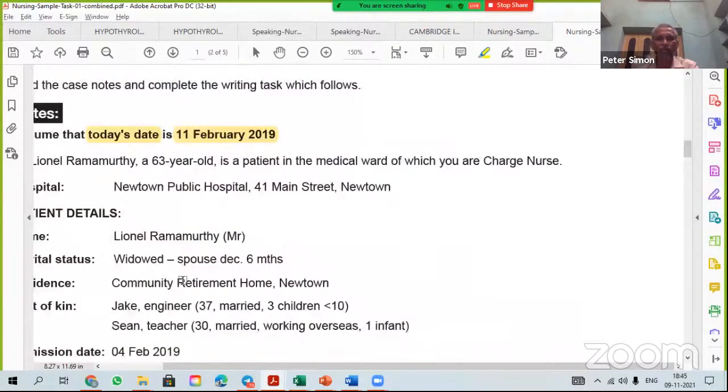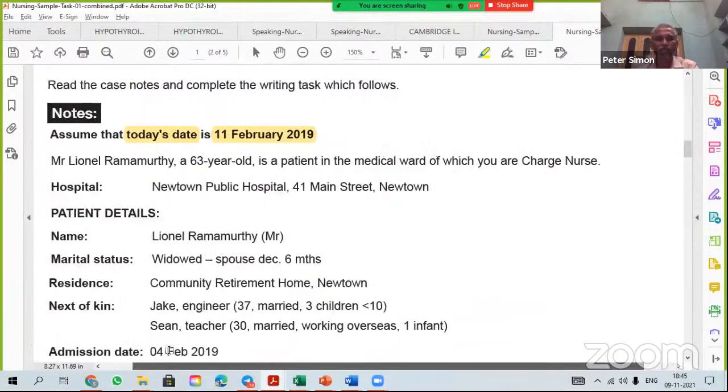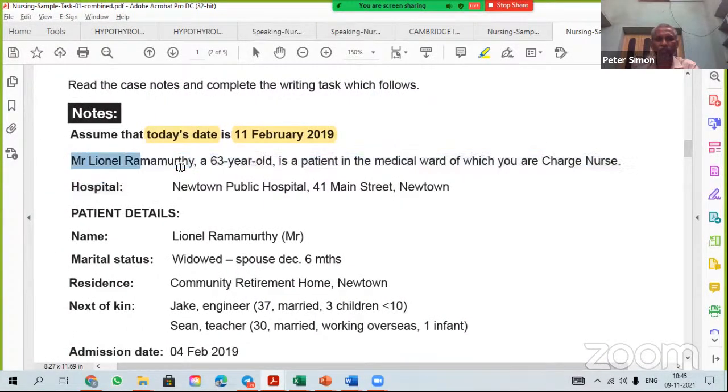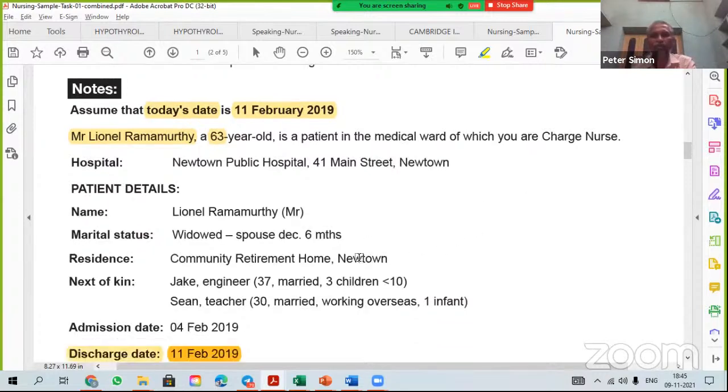So you are writing regarding Mr. Lionel Ramamurthy, aged 63. You will write like that. Is the date of birth given? No, the date of birth is not given. So, Mr. Lionel Ramamurthy, how are you going to write this one here?